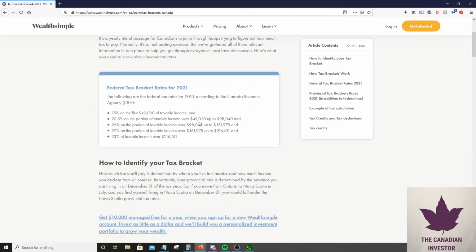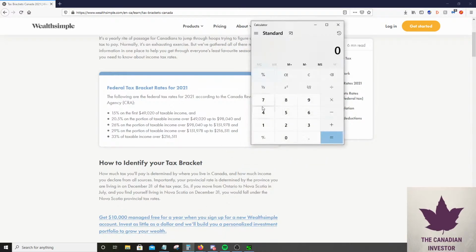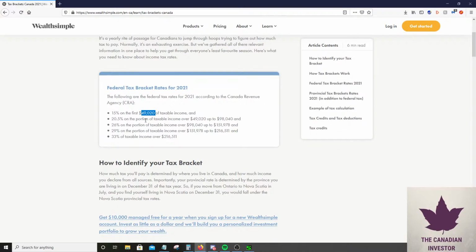And if you make a bit above $49,000, let's just say you make about $98,000, it'll be $98,040 minus your $49,000. In that case, the next $49,000 will be taxed at 20.5%, and it climbs. So we have a progressive tax bracket. We don't have a flat tax. I'm pretty sure Russia has a flat tax, but in Canada we have a progressive tax bracket. So if you make only $49,000 in this hypothetical example, you only have to pay 15% of that.